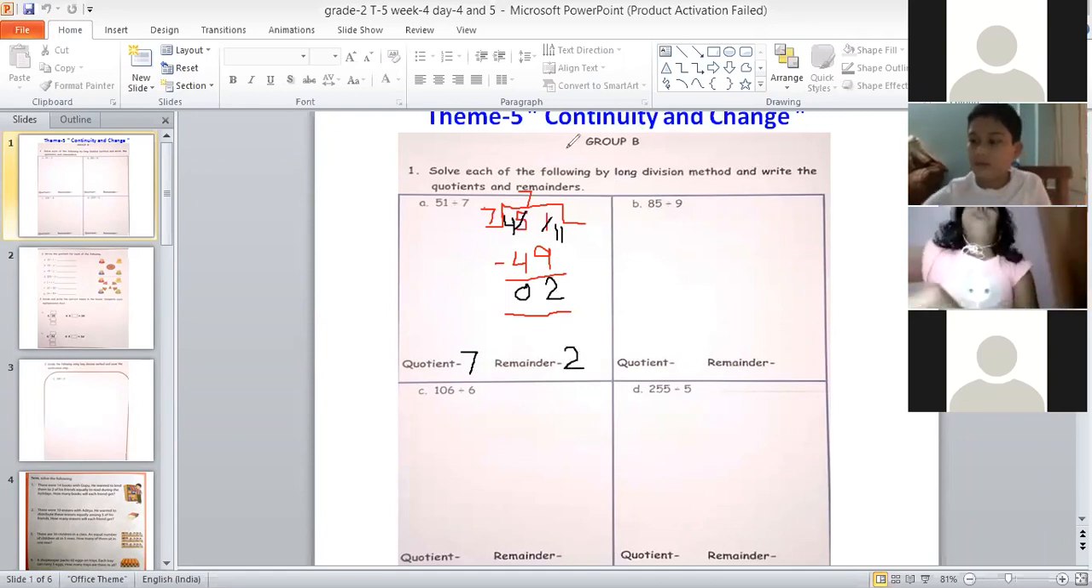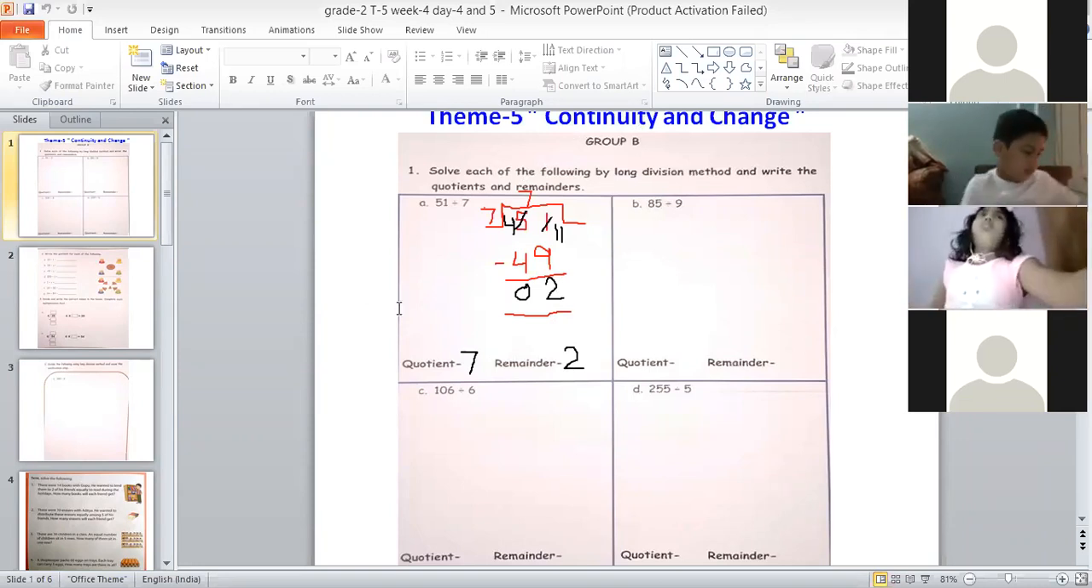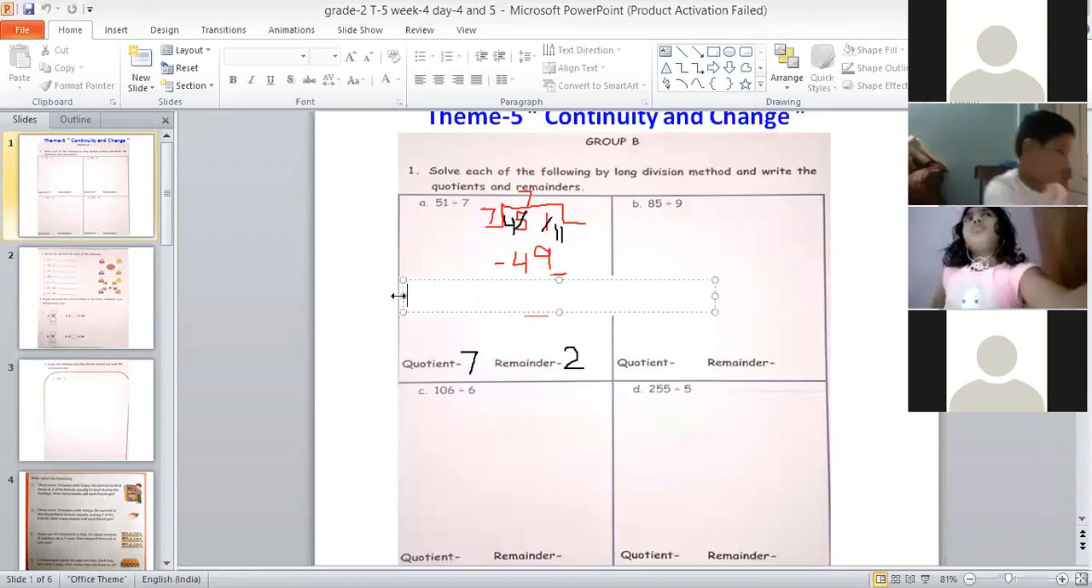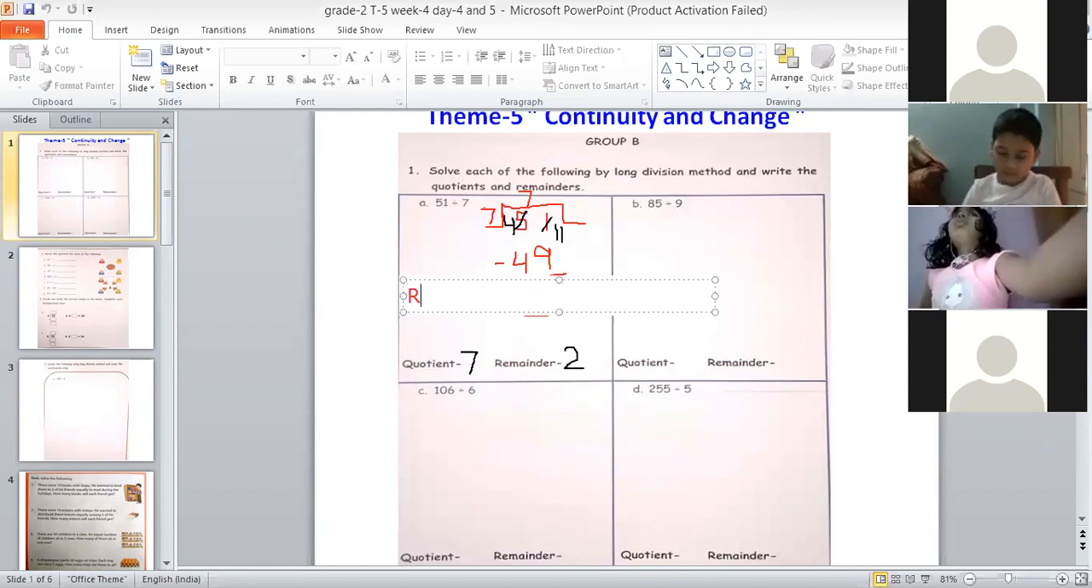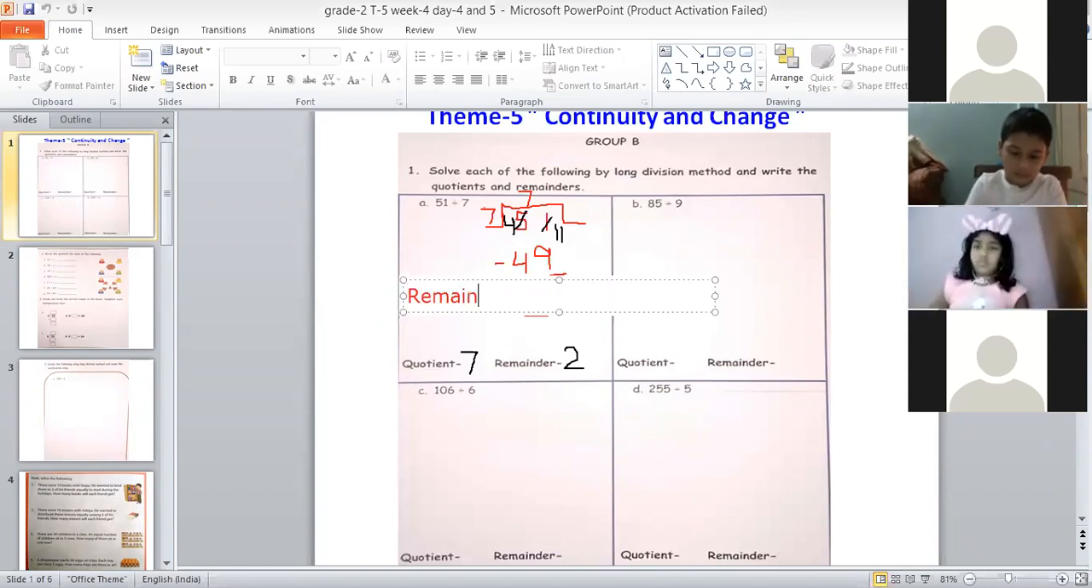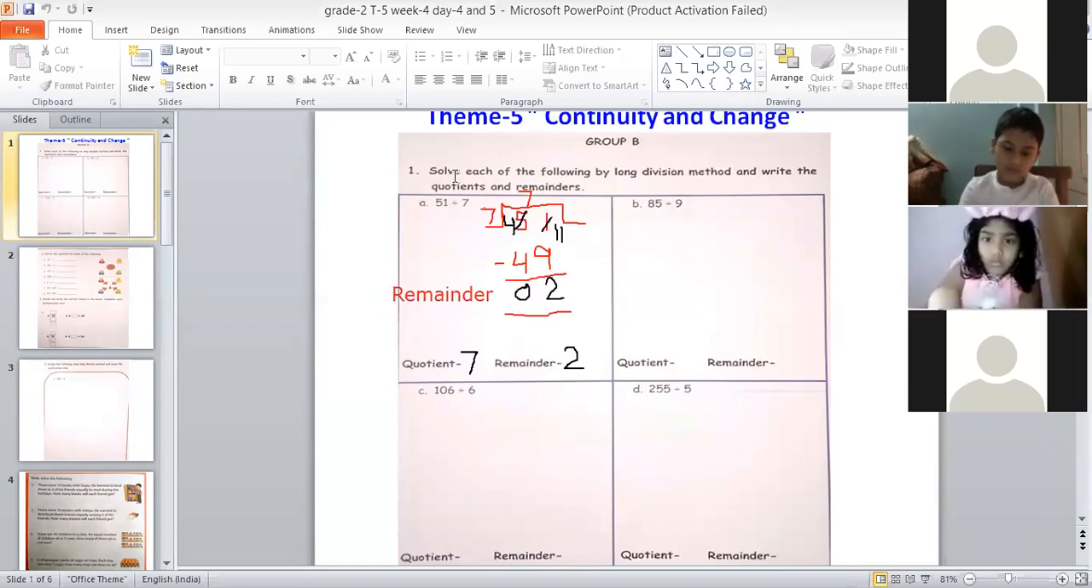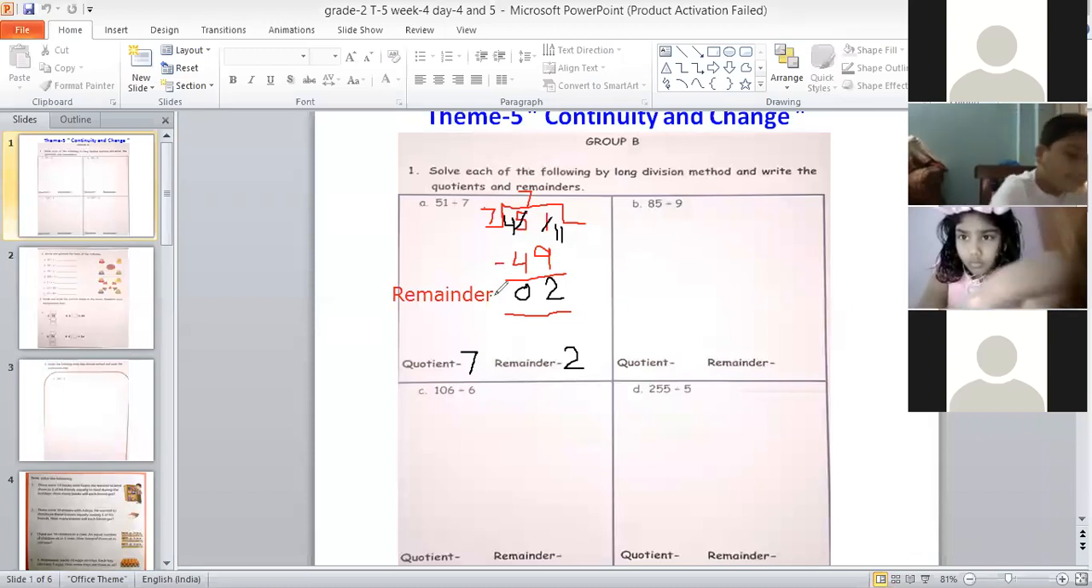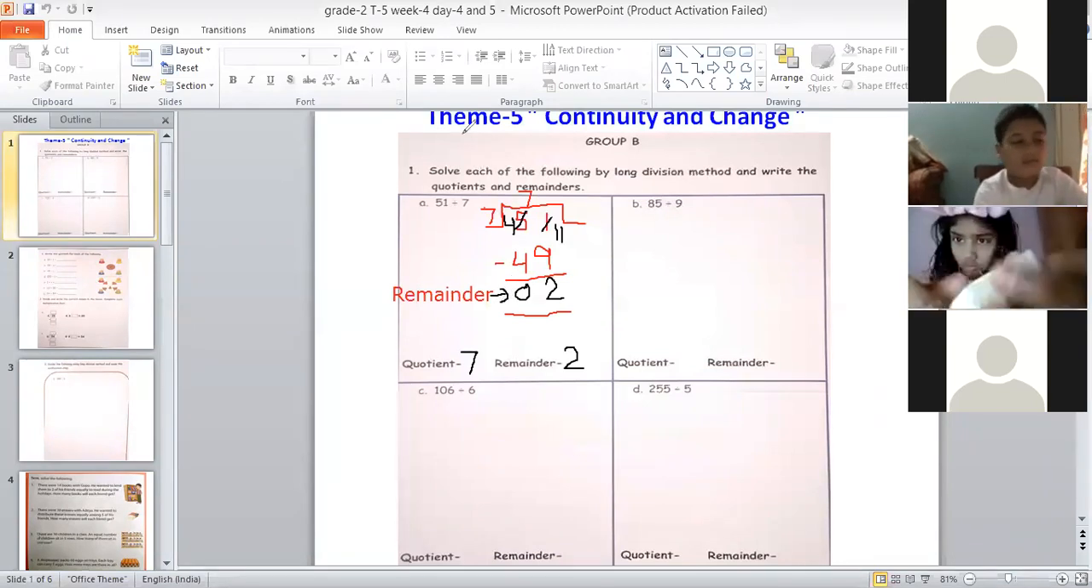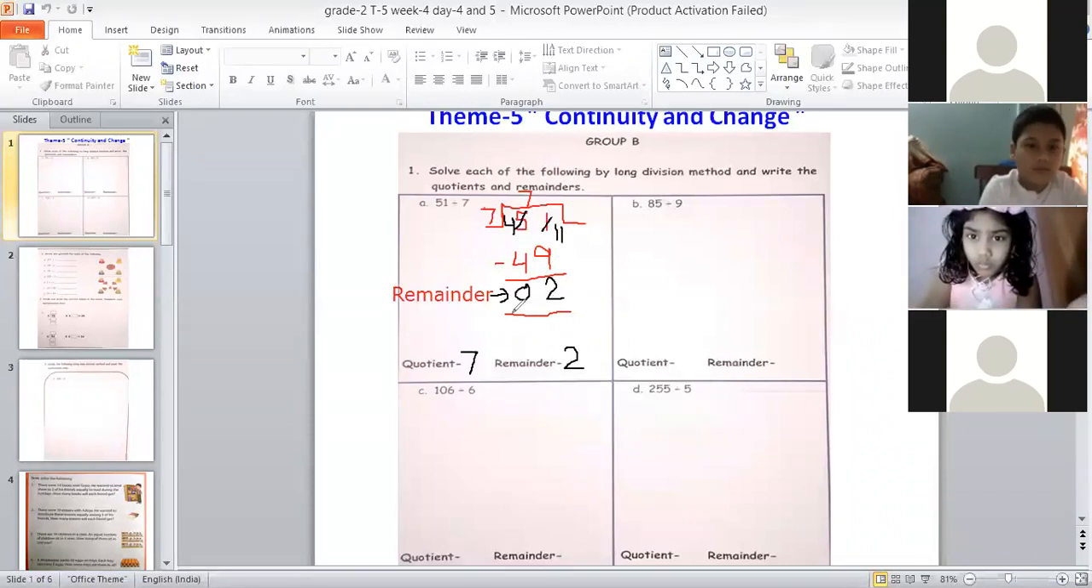Okay. You can write here also so that later on you won't face any confusion. What is your remainder? Two is your remainder. You can write remainder in front of this 2. This is your remainder. Okay, I have made this arrow just to make it clear that your remainder is 2 and you know that quotient is 7, right?